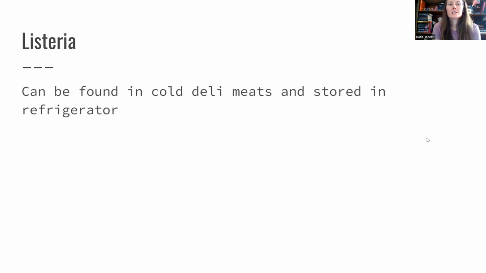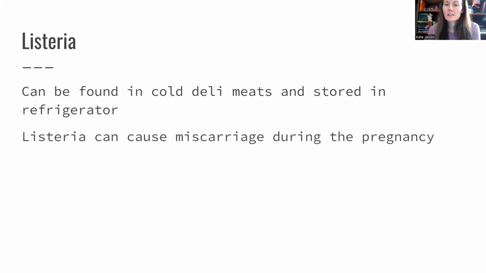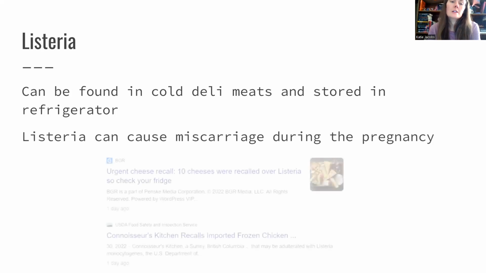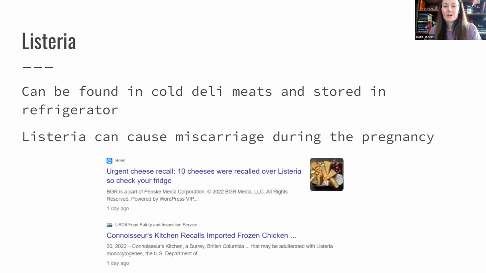This is because there's something called listeria, and this can be found in cold deli meats and things stored in refrigerators. Sometimes we even find it in fruits and vegetables, so it's really important to wash produce to make it safe for consumption. Listeria can cause miscarriage during pregnancy. It's actually not good for anyone, and we see several listeria recalls on food.